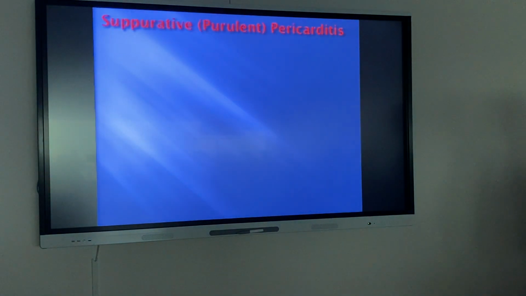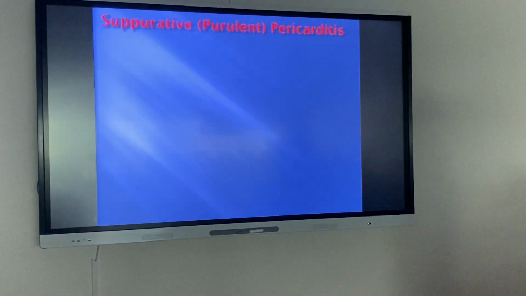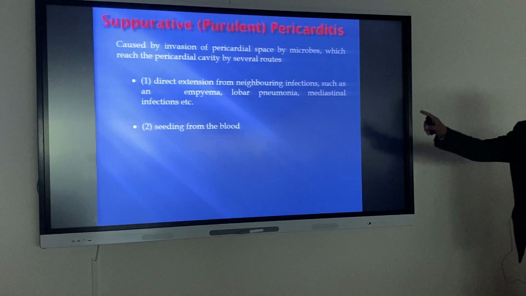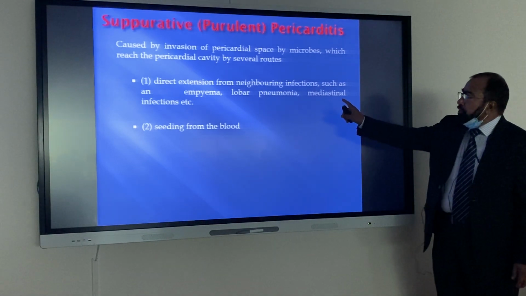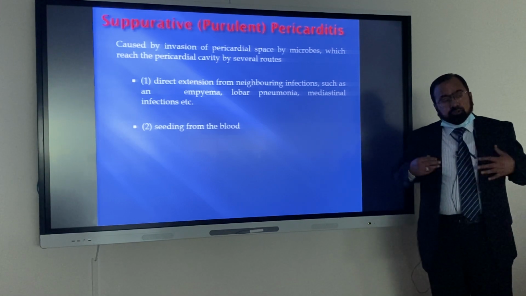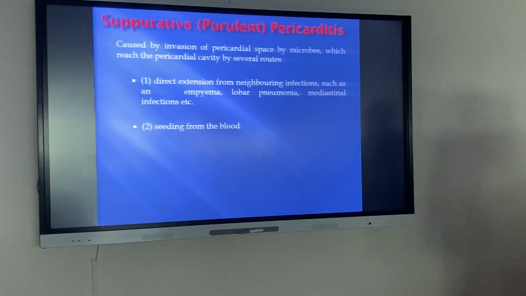Okay. Suppurative or purulent. Suppurative, as the name says, what will it be? Pus. Purulent. Excessive amount of neutrophils, caused by invasion of the pericardial space by microbes. Direct invasion. They reach the pericardial cavity by several routes, either direct extension from neighboring infections such as empyema, lobar pneumonia, mediastinal infection, lung, heart, whatever, so they are directly coming from there. Or shedding from the blood, septicemia and bacteremia.